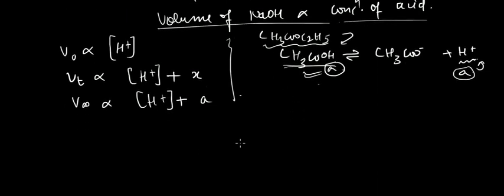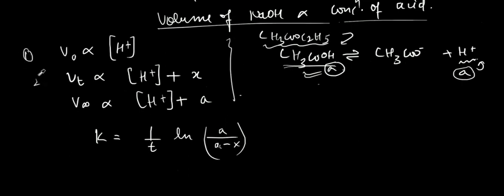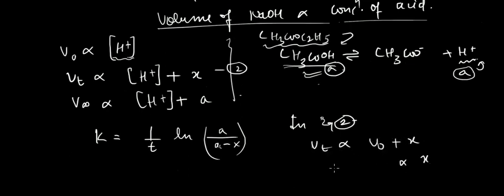Okay, so we know that it's a pseudo first order reaction, so the rate constant would be equal to again 1 upon t ln A upon A minus X. So from these three equations, directly writing it in equation 2, if we substitute the value of H plus, as V0 is directly proportional to the concentration of H plus, I can write that Vt is proportional to V0 plus X, or Vt minus V naught is proportional to x.